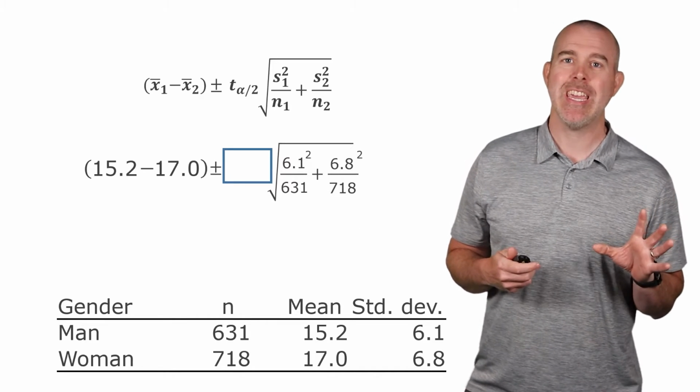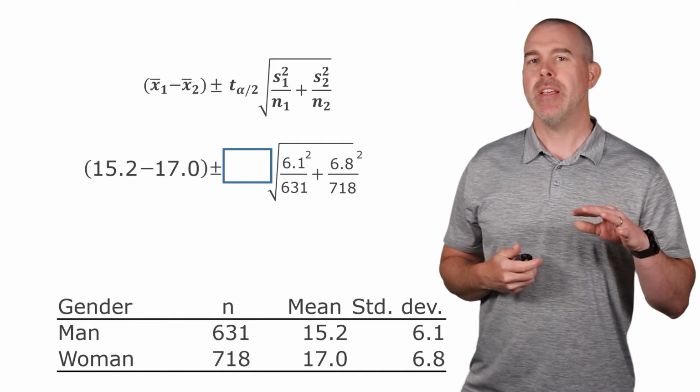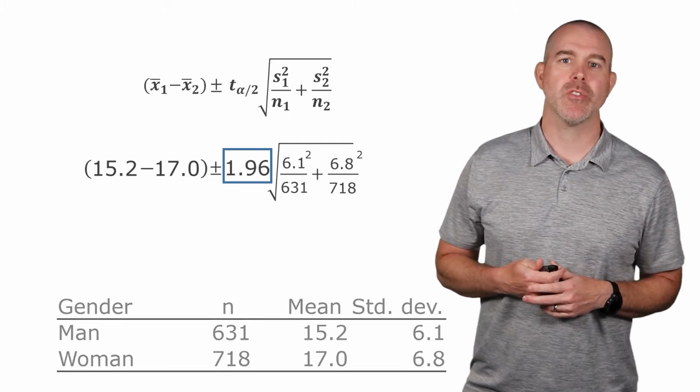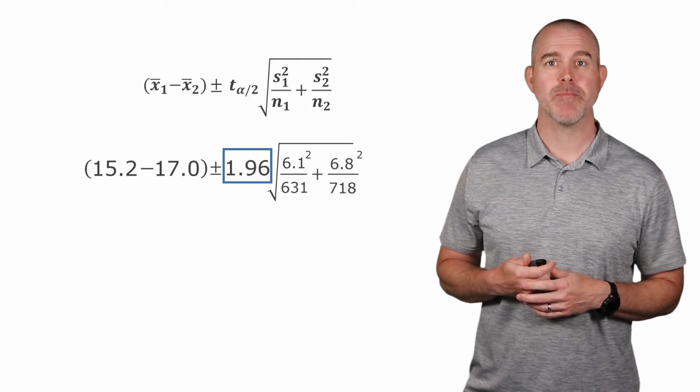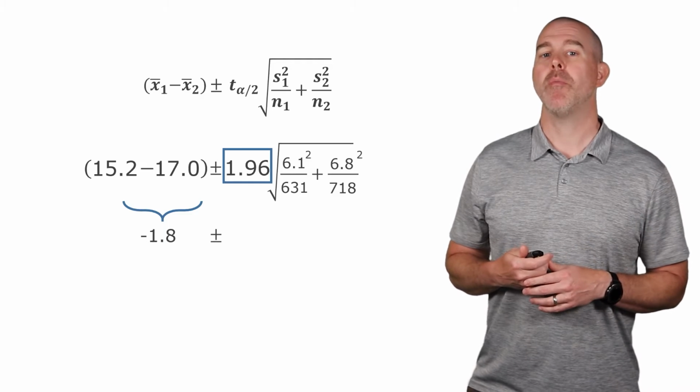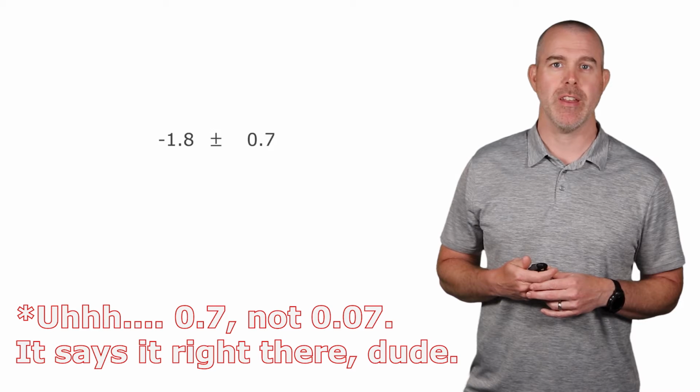We do need a t. We can do this with a calculator. We've done this before in StatCrunch. In this case, because the sample sizes are so large, it actually ends up being the same as if it was a z. So that's 1.96. Simplify, we get negative 1.8 plus or minus a margin of error of 0.07.